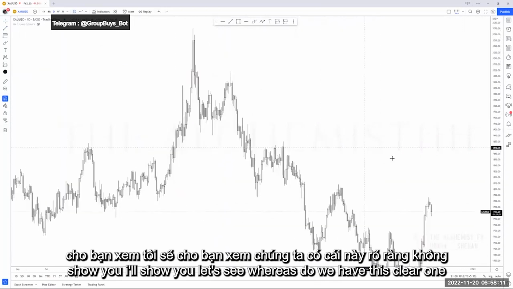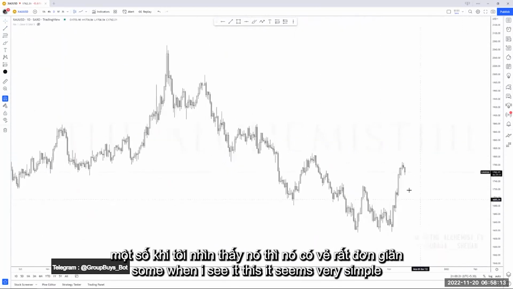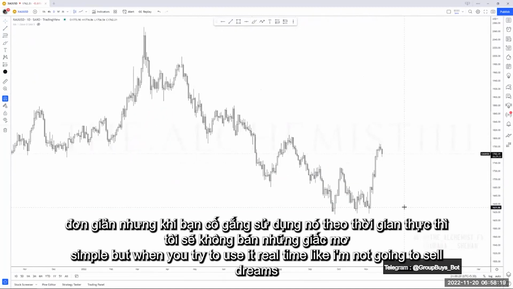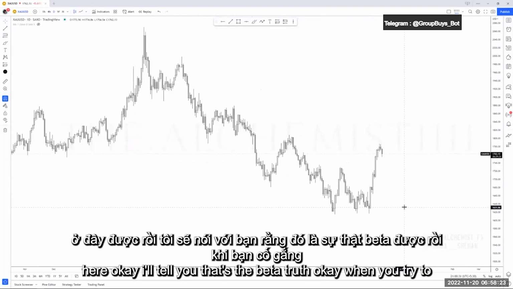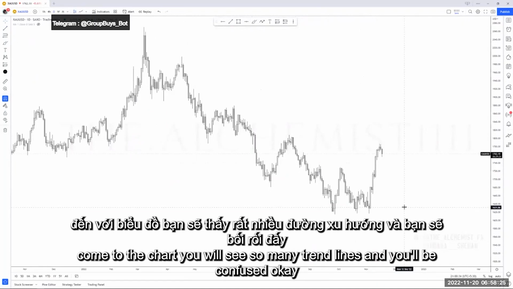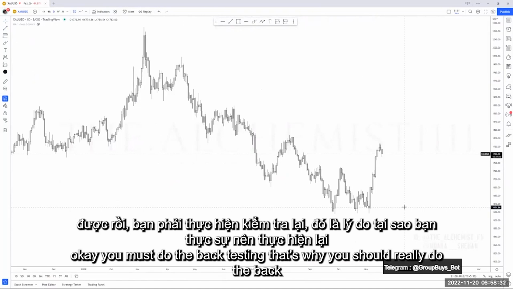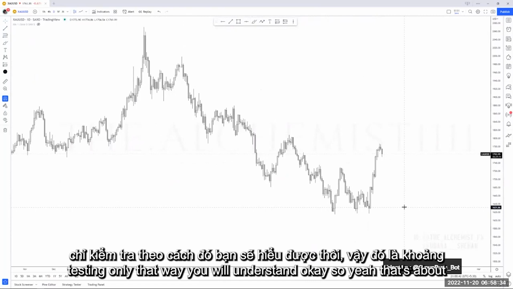Where else do we have these clear ones? When I see it, it seems very simple, but when you try to use it in real time, I'm not gonna sell dreams here. That's the bitter truth. When you come to the chart, you will see so many trend lines and you'll be confused. That is why you must do the back testing. Only that way you will understand. So yeah, that's about that.